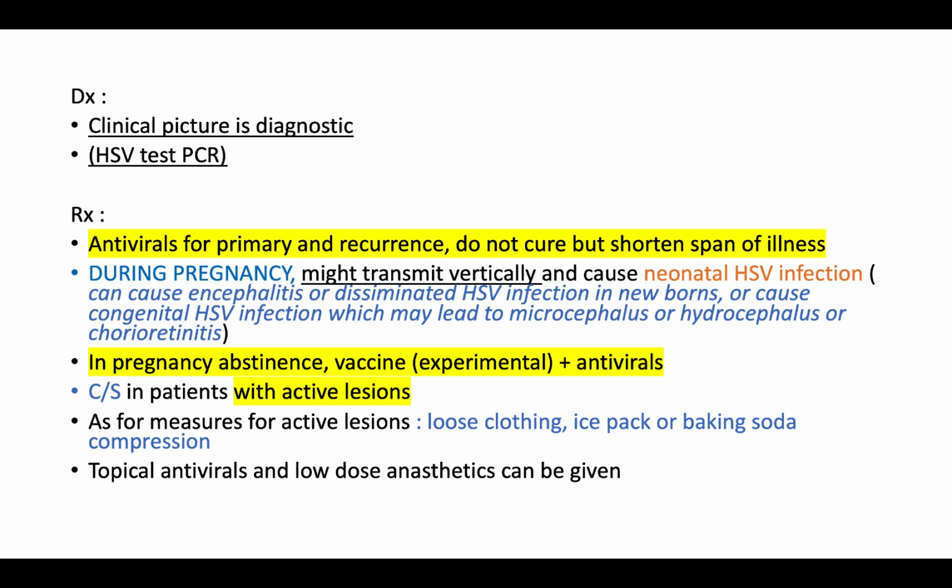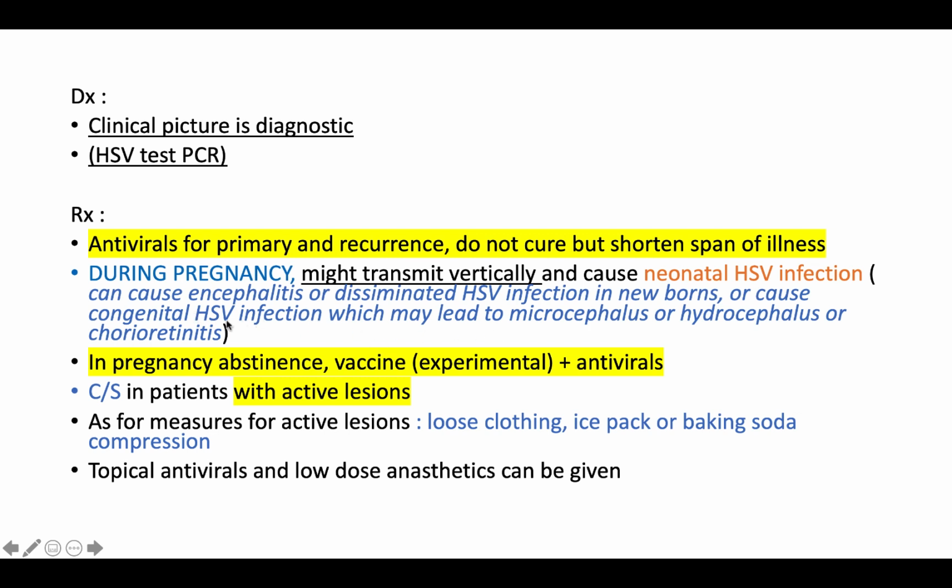So now all these lesions will break, and all this virus will accumulate on the baby, and the baby comes out head first, right? Usually the head comes out first. So all this will get into the baby's mouth and nostrils and eyes, and the baby may have encephalitis or disseminated HSV infections in these newborns, or may have congenital HSV infection.